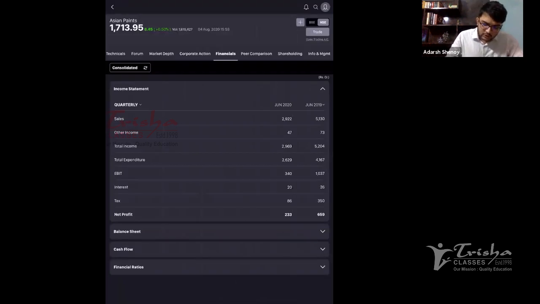See, last year the income in June 2019, you can see 5,130 crores was their income. The total income, you can see the third column, third row, 5,204 crores in the last year. This year, Asian Paints has been able to post a total income of only 2,969.